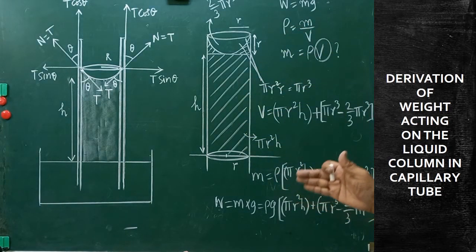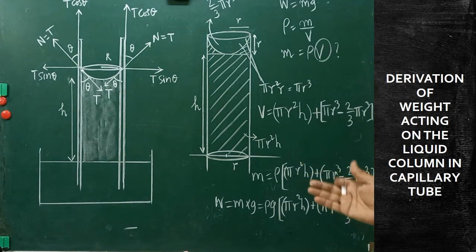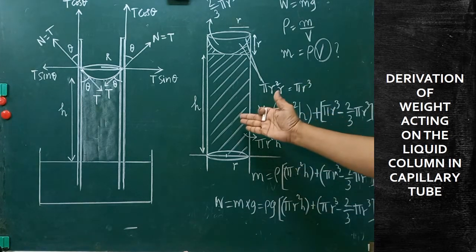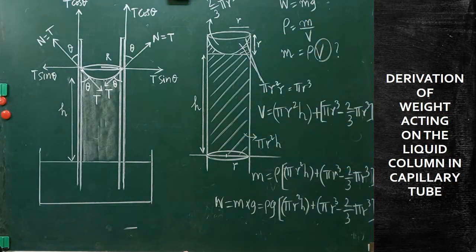Are you clear? Because of this equilibrium between the net upward force and the net downward force, this water column rises up to a certain extent. Next we are going to derive the expression for surface tension by making them equal.